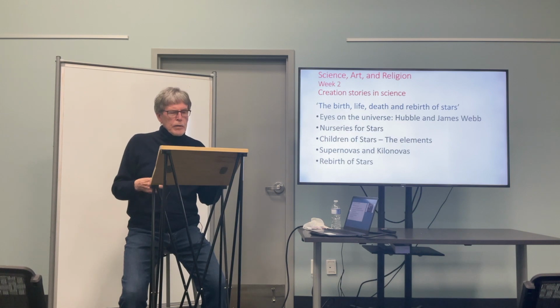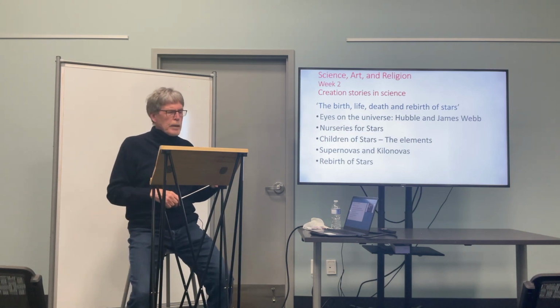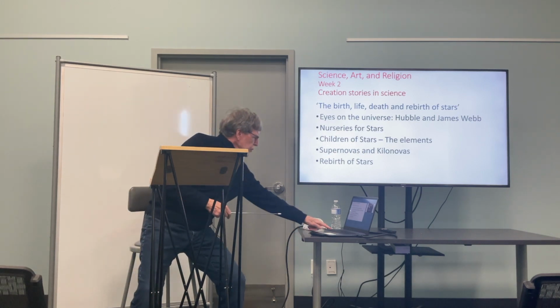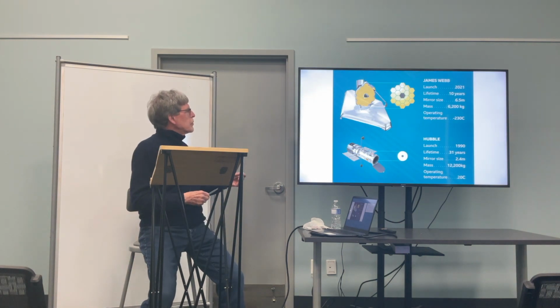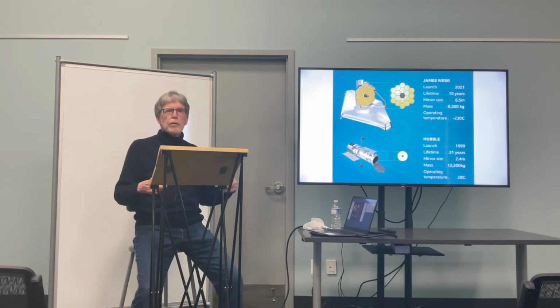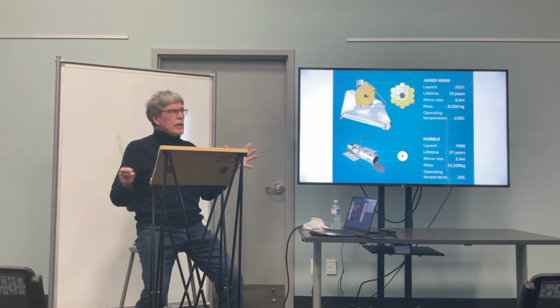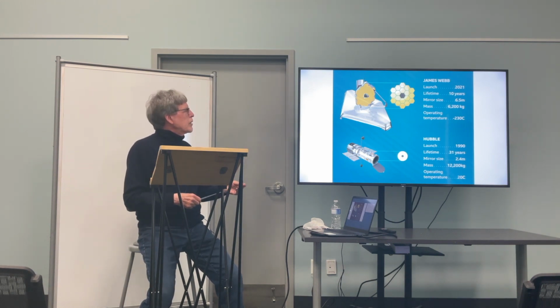So we'll talk about the eyes on the universe, Hubble and James Webb, and the telescope and nurseries for stars. So let's just move along. Well, here we are. I already showed this slide last week, but Hubble, we owe a whole lot to Hubble, don't we? It was around for almost 30 years. It's soldiered on. It's created much of the understanding of the universe that we have. It had some other satellites, but it probably has been the most important.